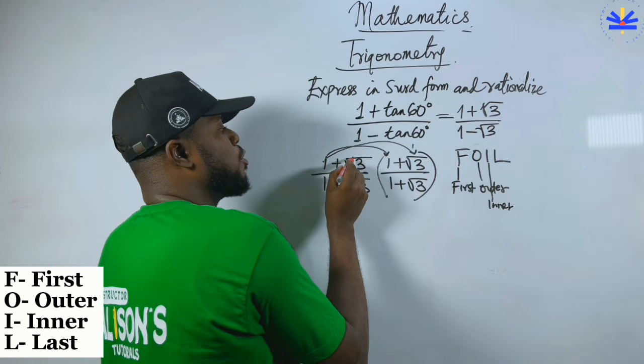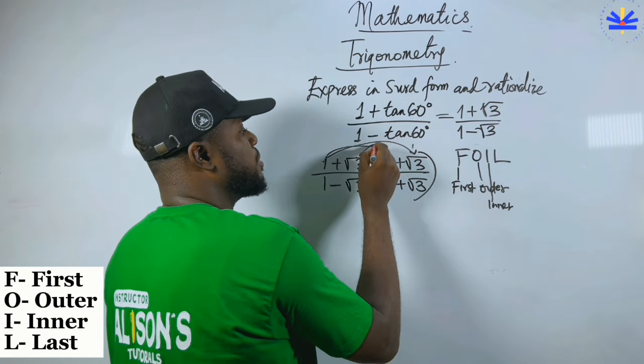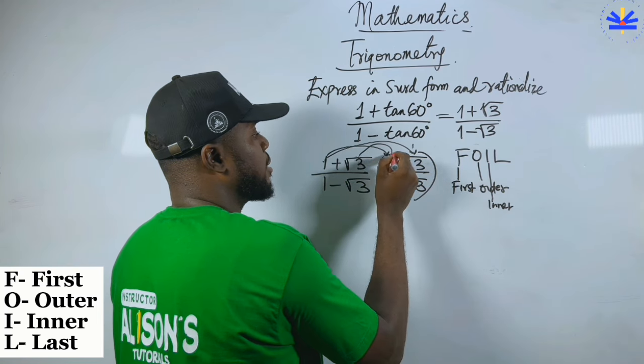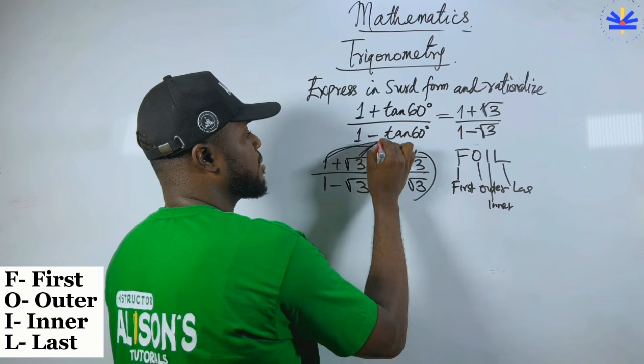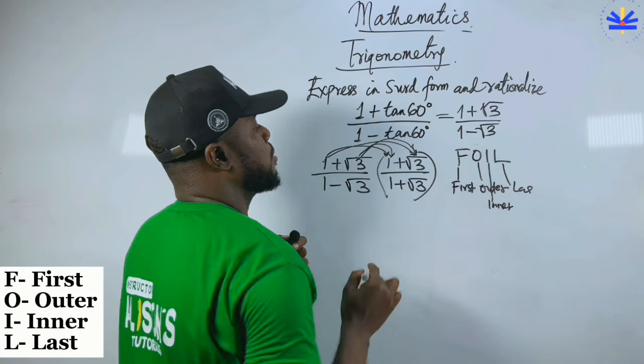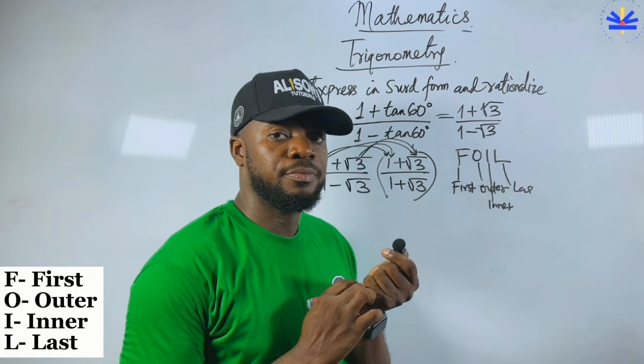That means this particular will be inner. Multiply this one, this will be inner one. Two of them, they are inner. Then L, now the last. You see, for this side, now this one will be the last. For this side, now it will be the last also. That is what you call the FOIL method.